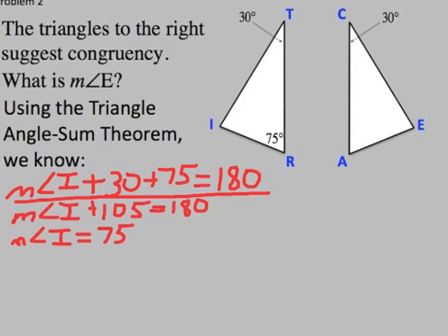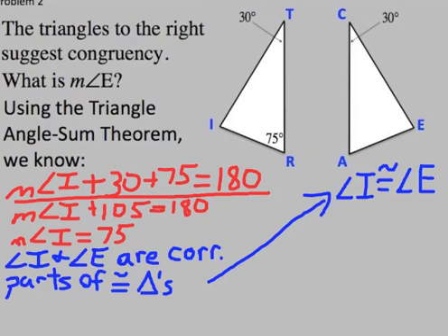Now that we have an equation for the measure of angle I, all we have to do is solve for the measure of angle I. So we add 30 plus 75 to get 105, and we subtract that from both sides of the equation to end up with the measure of angle I equals 75. Since we know that angle I and angle E are corresponding parts of congruent triangles, we can now say that angle I is congruent to angle E. And using the definition of congruence, we can say that the measure of angle I equals the measure of angle E. Since we know the measure of angle I to be 75, then we can say that the measure of angle E equals 75.